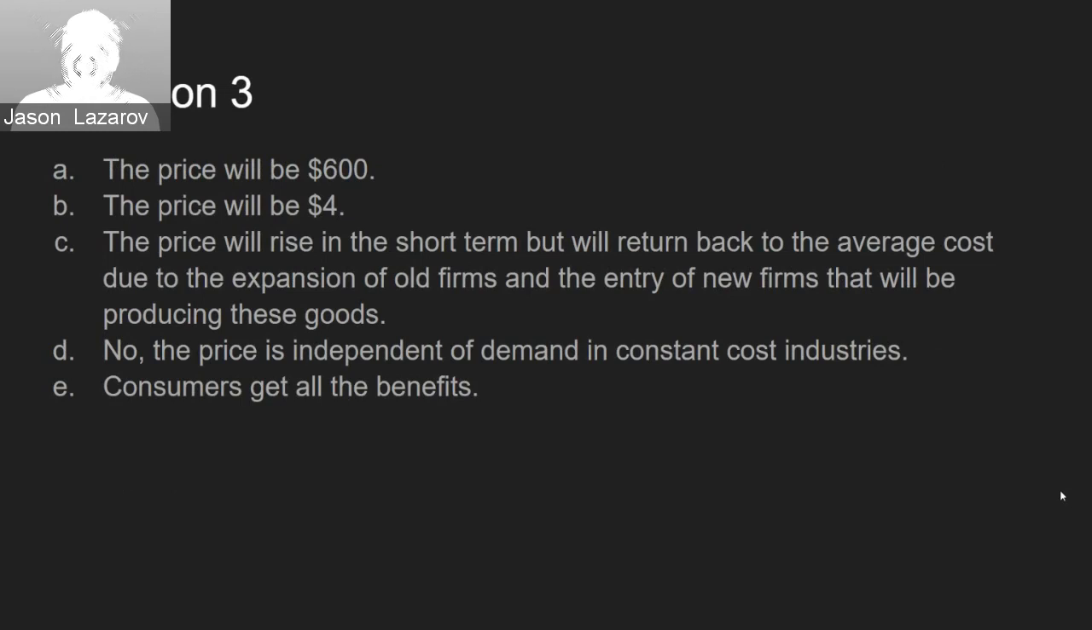And for part D, because of this, demand has no effect on the price in the long term of constant cost industries. However, it will affect the quantity of products produced. And for part E, consumers will be getting all the benefits since firms will continue to enter the industry as long as profits are positive. The amount of profit the firms earn and how long they will earn these profits depend on their innovation. Therefore, consumers will benefit from innovative profits at reasonable prices.